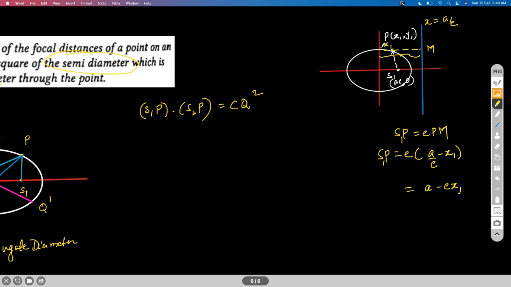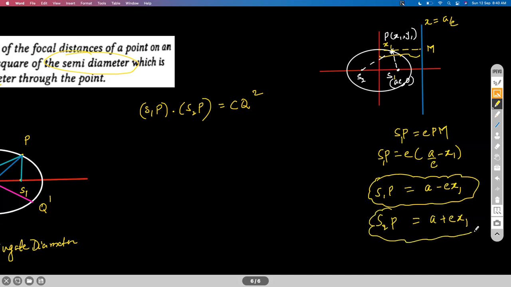Yeah. Also note that if you want to know its distance from the other focus, let's say S2, then S2P will be just an addition of it. Okay, and that's how your other definition of an ellipse comes out, that ellipse is the locus of a point which moves in such a way that the sum of its distances from two fixed points is a constant. That means S1P plus S2P is a constant, and this constant is the length of the major axis. So this is another locus definition of an ellipse.